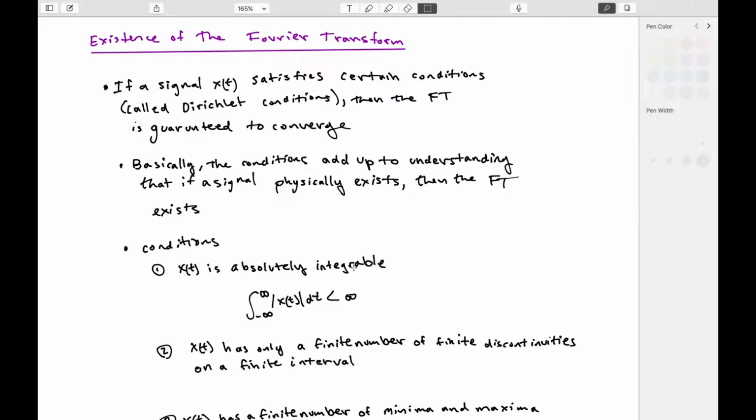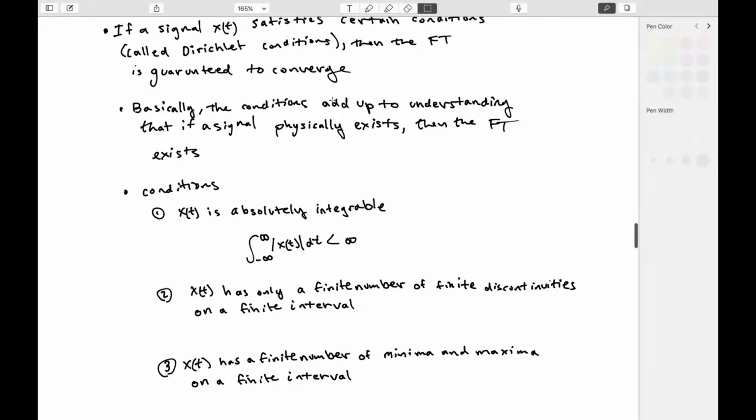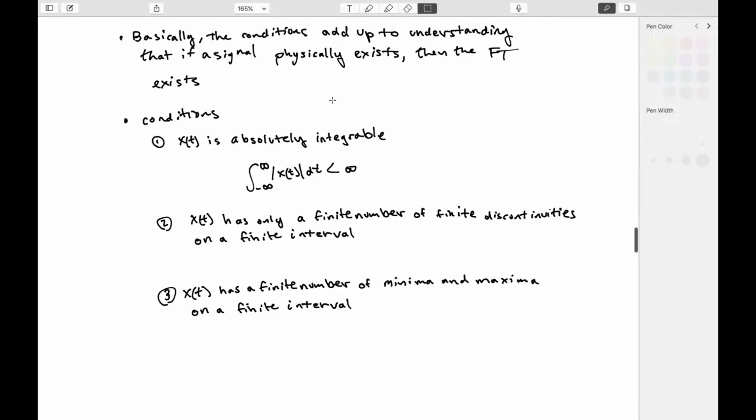So let's talk about whether or not the Fourier transform exists. There are some conditions called Dirichlet conditions that say that if I have a signal x of t satisfying those conditions, then the Fourier transform is guaranteed to converge within some region. It could, like we had above, have some bounds on the roots. Basically, these conditions add up to the understanding that if a signal physically exists, then the Fourier transform also exists. So these conditions are as follows.